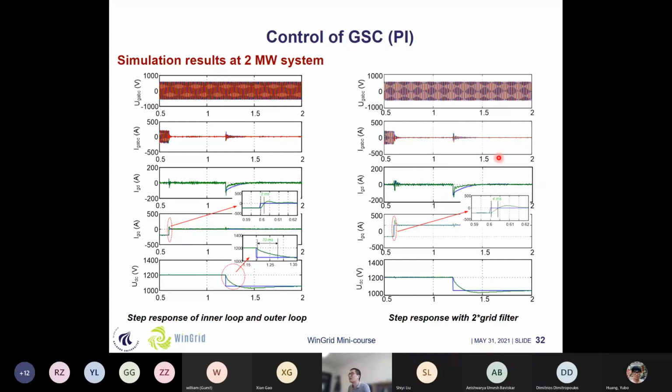And here, as in the same case, the difference is that we consider the grid filter impedance to become two times higher compared to the original value to see the robustness of this system. So here we can see that in case of the step change, the voltage reference and current reference are well tracked by the actual values.